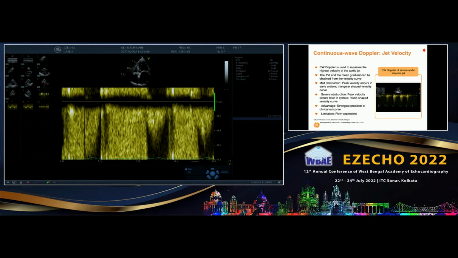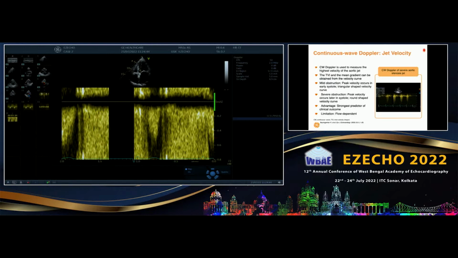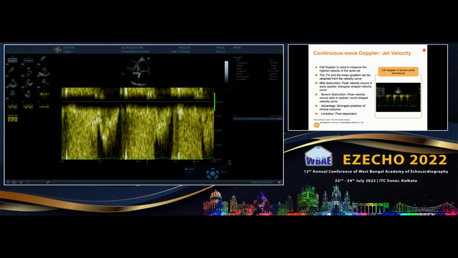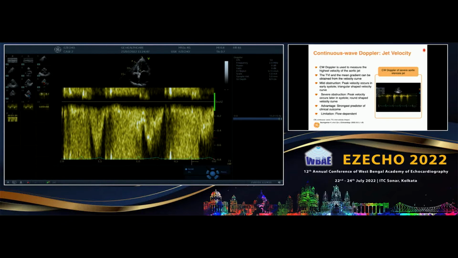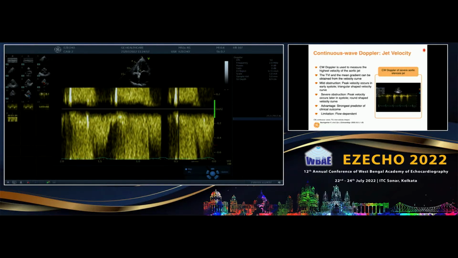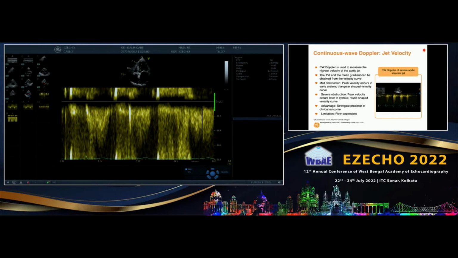Good. Now you don't know when it is reaching the baseline because you have a filter here which is excluding all the velocities on either side. So I will reduce this wall filter. Just bring down the wall filter so that you know where it is reaching. Bring down the wall filter while you are acquiring, so you will have that low velocity signal there.